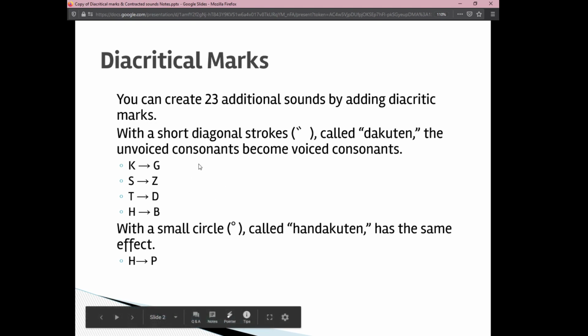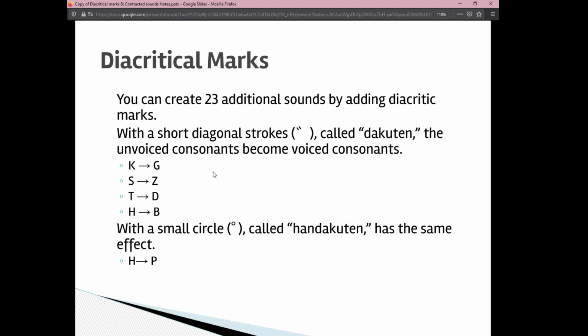Now, how in the world are you going to remember that this becomes that? Something that I want you to think about is if you were to try to pronounce these letters one after the other. So k and g, k and g, s and z, s and z. Notice that they sound pretty similar. So for these first three, you can put them together, as both have similar sounds. Your mouth and tongue will actually move the same way while you try to make these sounds.